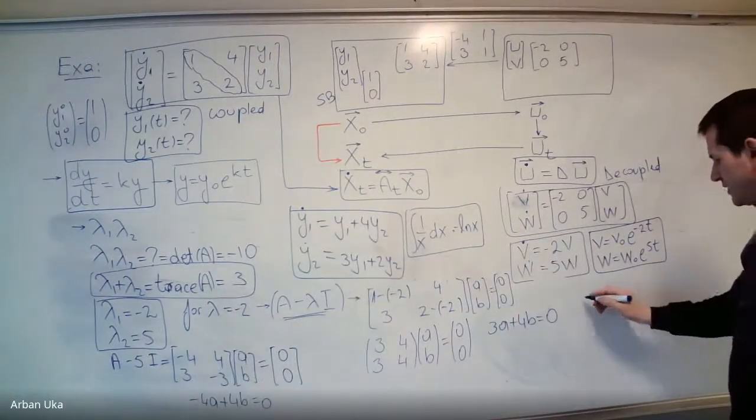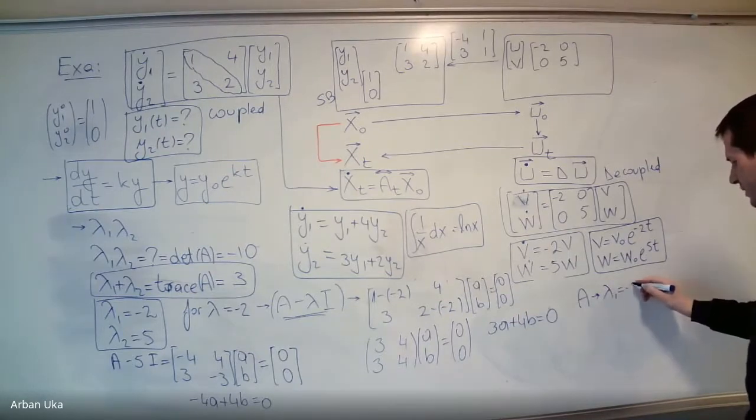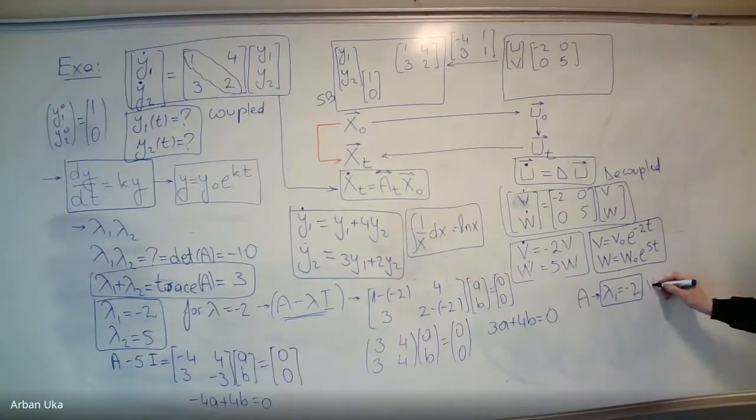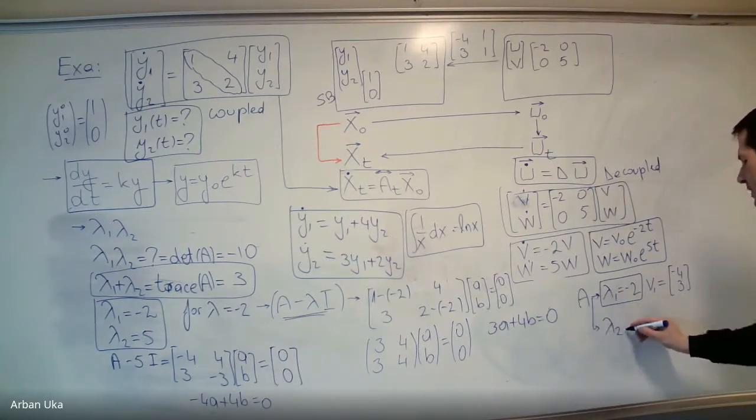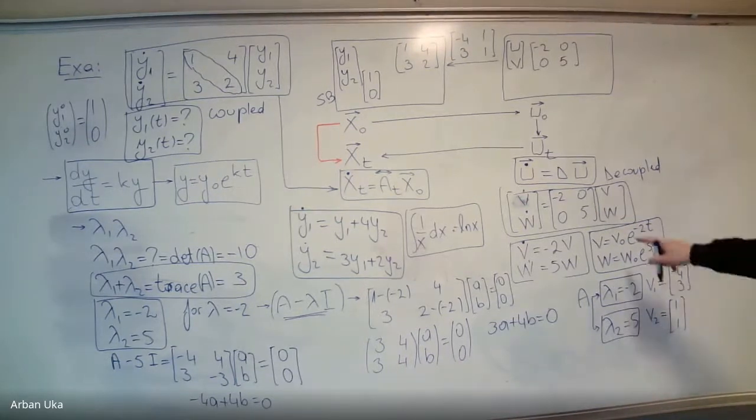So for matrix A, whenever lambda 1 is equal to minus 2, the eigenvector, let's say V1, was equal to minus 4, 3. Then, for the other eigenvalue, lambda 2 equal to 5, V2 was equal to 1, 1. Okay, so we found this is the matrix P.